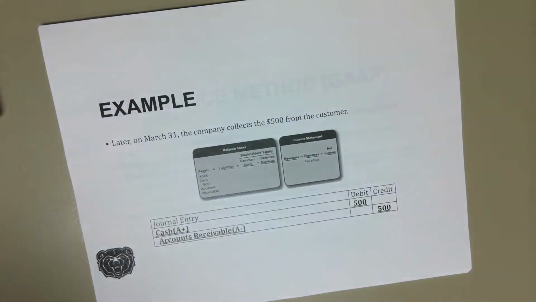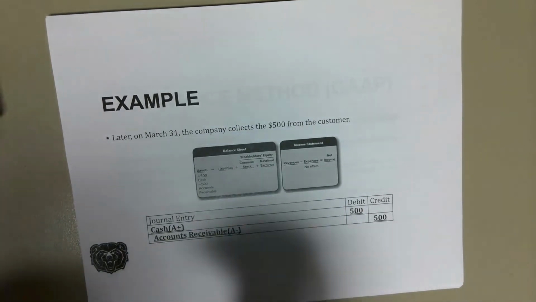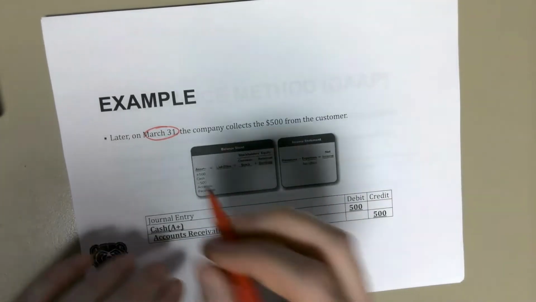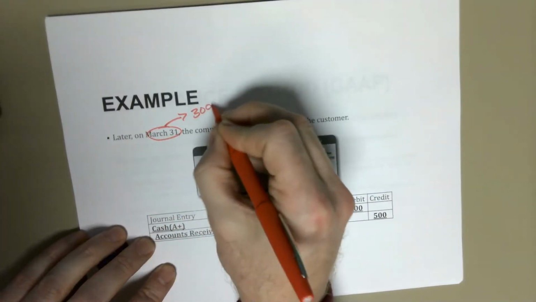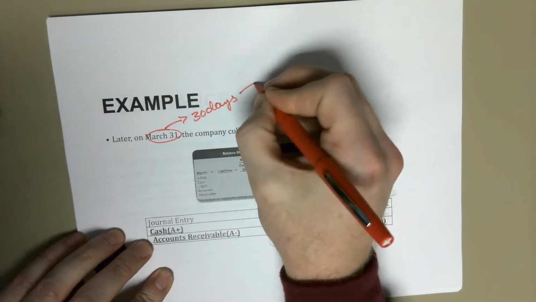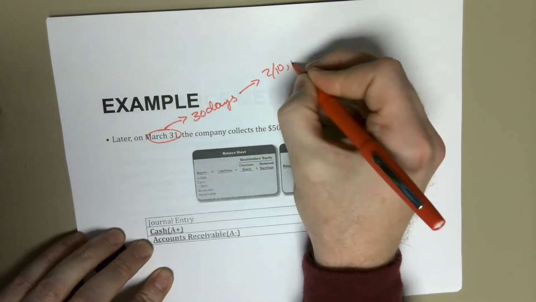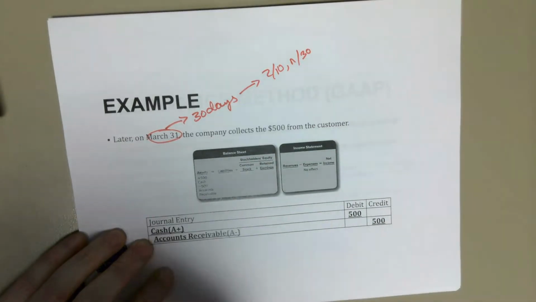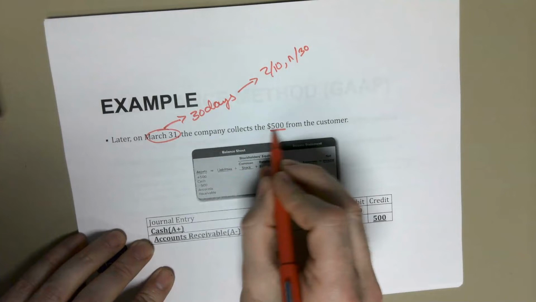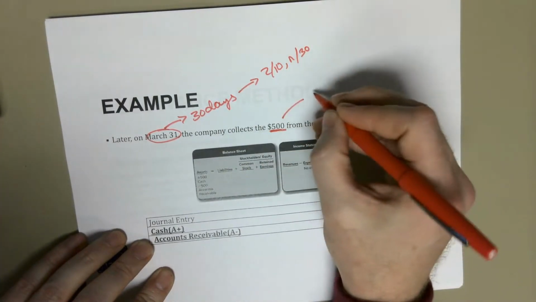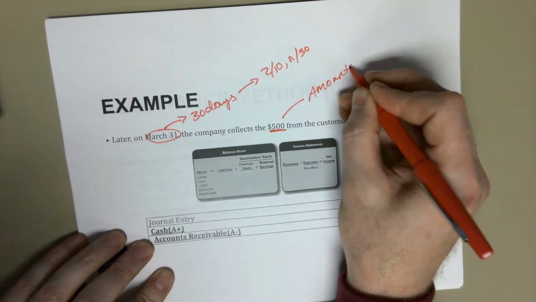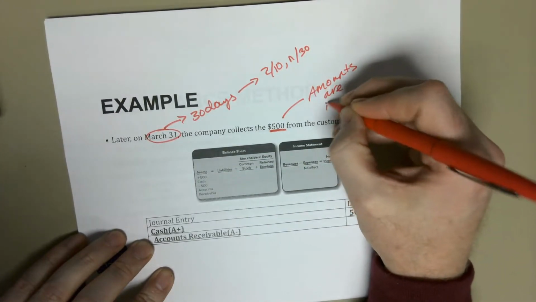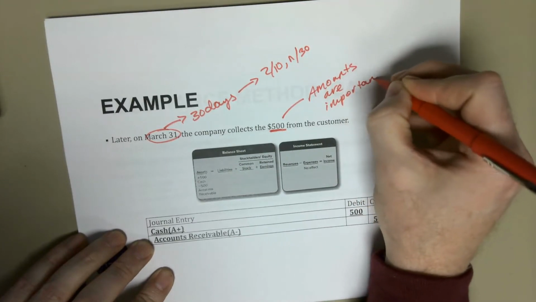But let's look and see what happens when they collect the $500. So on March 31st, again, paying attention to the dates, this has been a month, this has been 30 days. This is important if we need to know that 2/10 net 30. That becomes important. Right now, we don't need to know that, but it does become important. We collect the $500 from the customer. Again, pay attention to your amounts. The amounts are important. What if we only collected $475? So pay attention to those as well as we go along.